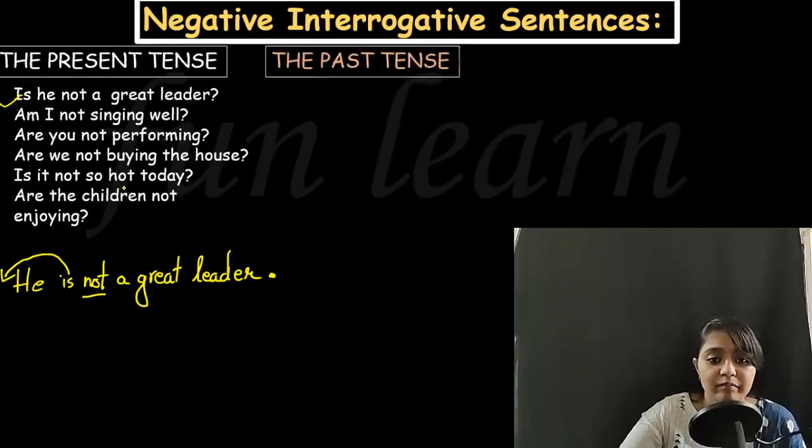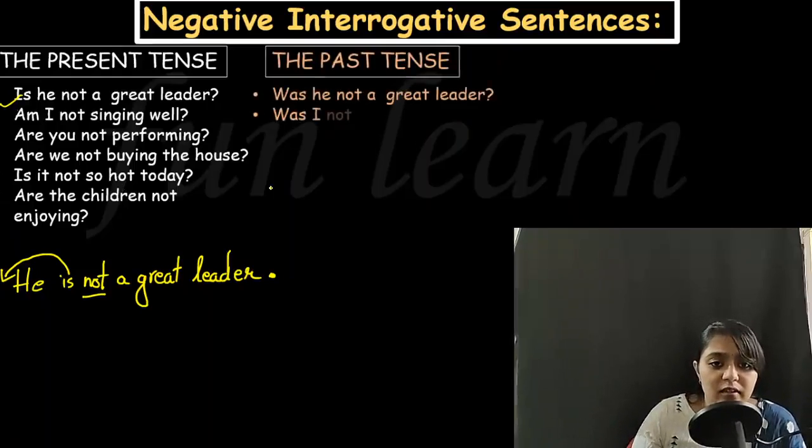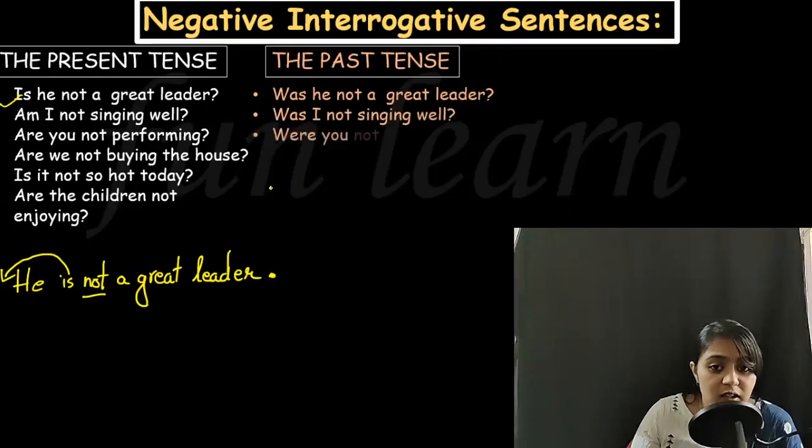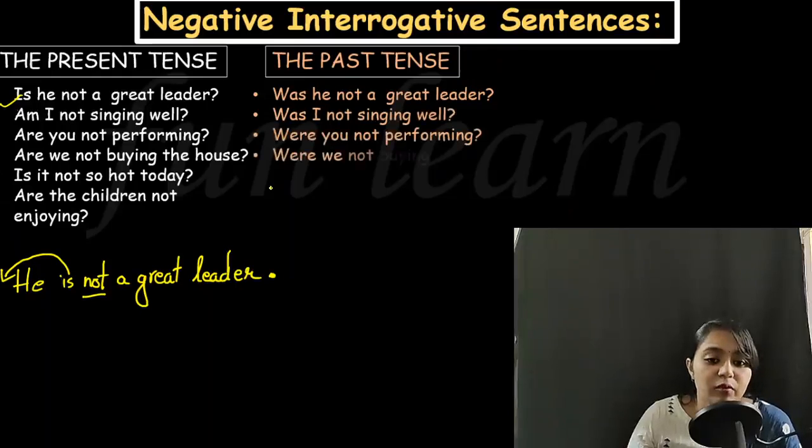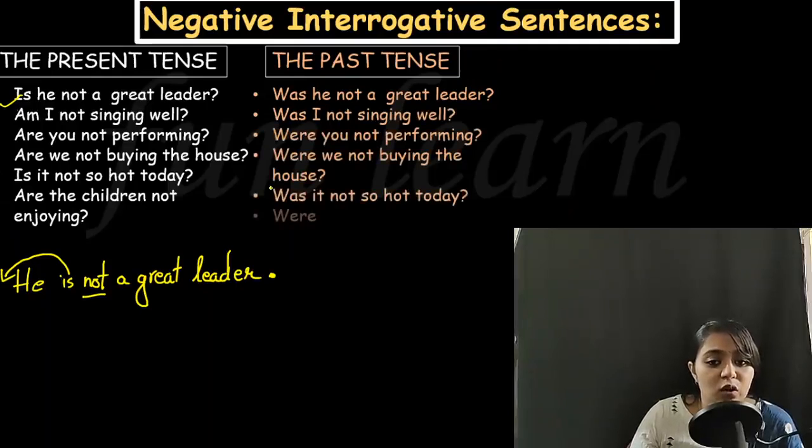Okay, past tense. Let's see how the words change in past tense. Was he not a great leader? Was I not singing well? Were you not performing? Were we not buying the house? Was it not so hot today? Were the children not enjoying?